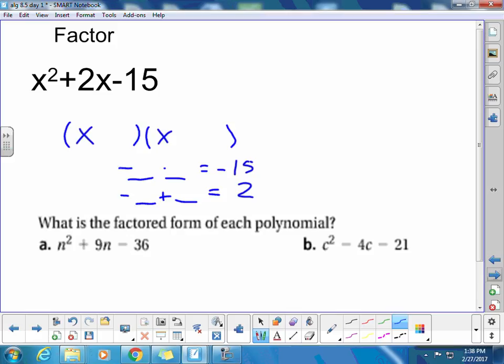And I want them to add together to give me a positive 2, so I know the bigger one has to be positive. Well, what are factors of 15? 5 and 3 are my factors of 15, right? So I want my bigger number to be positive, so I'm going to put minus 3 and positive 5. Those two multiply together to give me negative 15, but add together to give me positive 2. So it'd just be x minus 3 and x plus 5.